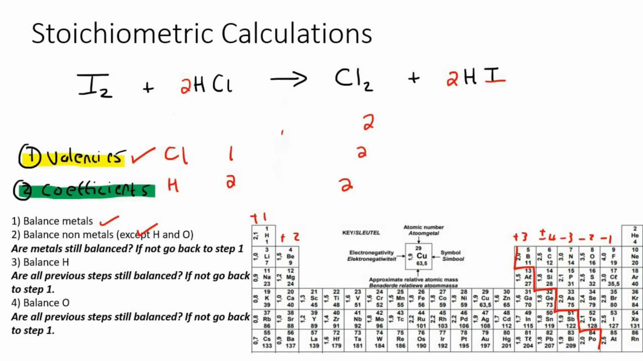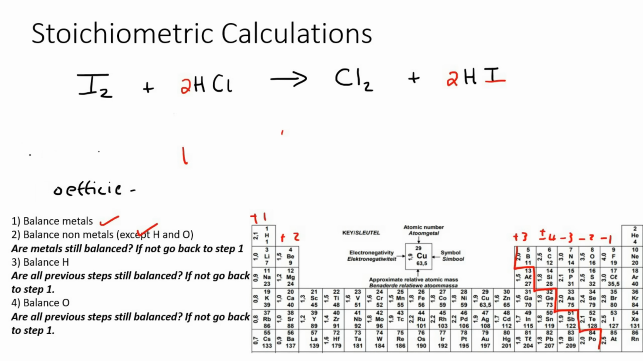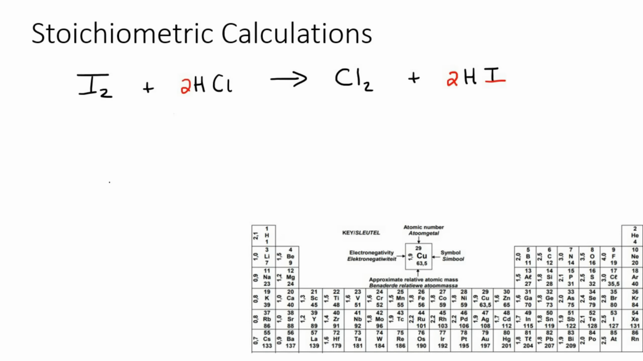Okay, guys, so now none of that was stoichiometry, but that has to be done before we can do stoichiometry. To be able to do stoichiometry, the reaction must be balanced. Otherwise, it's completely wrong. Now, stoichiometry. The main thing I want you to think about in stoichiometry is the moles.